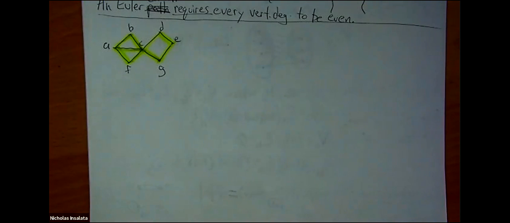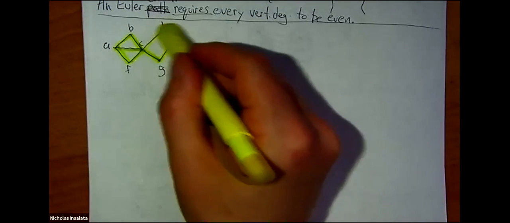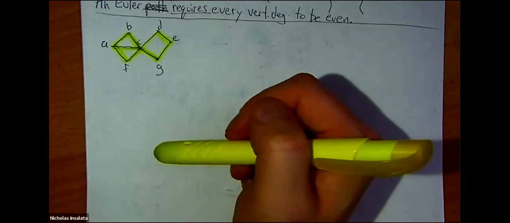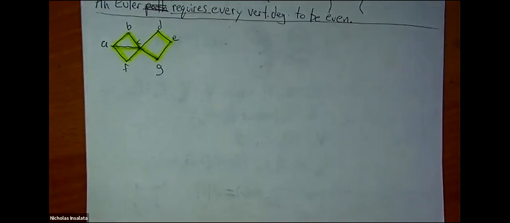So you can see that every vertex in this graph has even degree except for A and C, which is why A and C are the starting and stopping points, the ones with odd degree, right? What do you guys think? Does that look good? Questions?